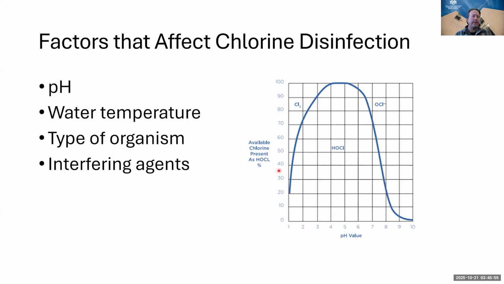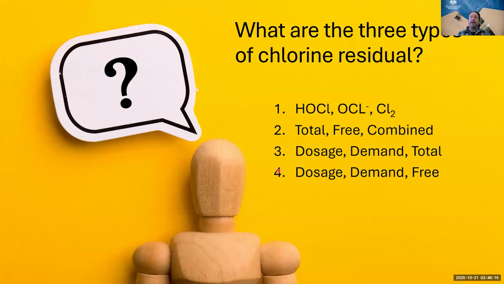Interfering agents, so things like suspended solids, turbidity, you know, interfering agents with chlorine, like hardness, all of those can affect chlorine disinfection. And then also type of residual plays a role. So what type of residual do you have in your system? And so that kind of leads us to this poll question that we want to ask.